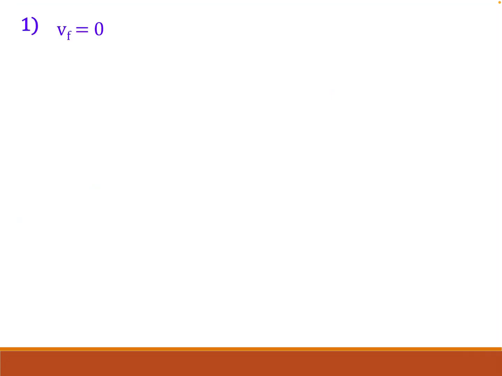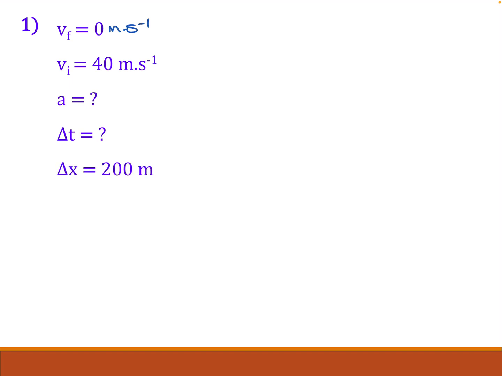Now, I know his final velocity is 0. And we really should have put meters per second there. His initial velocity is 40. His acceleration we don't know. Time we don't know. And delta x is 200. So now we need to make a decision. I'm not going to use an equation that has time in it because I don't know time.